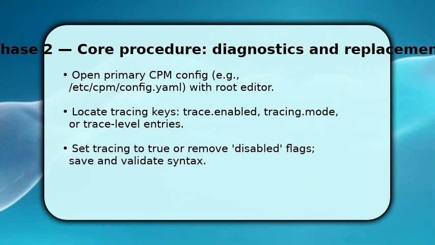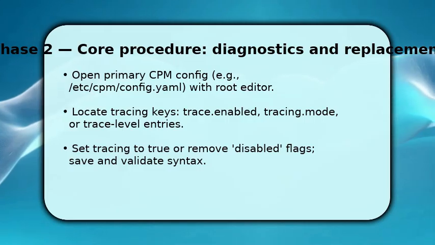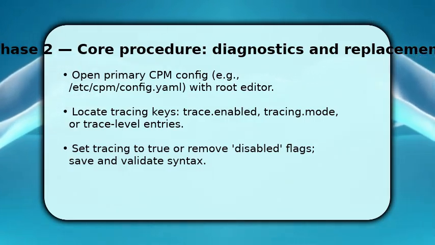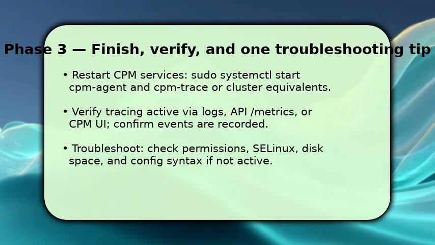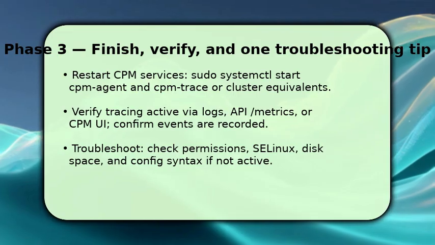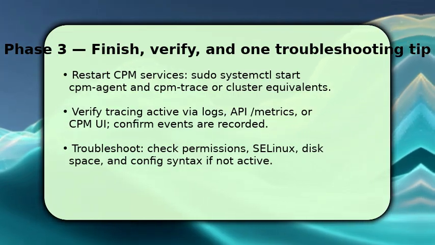After saving, run the config validator or YAML parser to catch syntax errors. Finish by restarting services and verifying tracing operates correctly. Start the CPM agent and trace service, then watch logs and the CPM UI or API endpoint for live trace events. Look for startup messages showing tracing enabled.